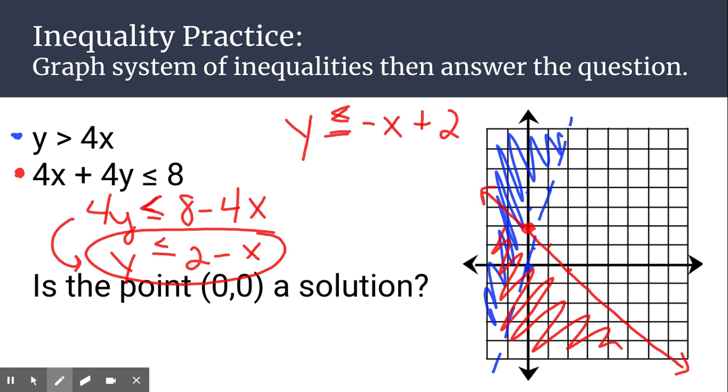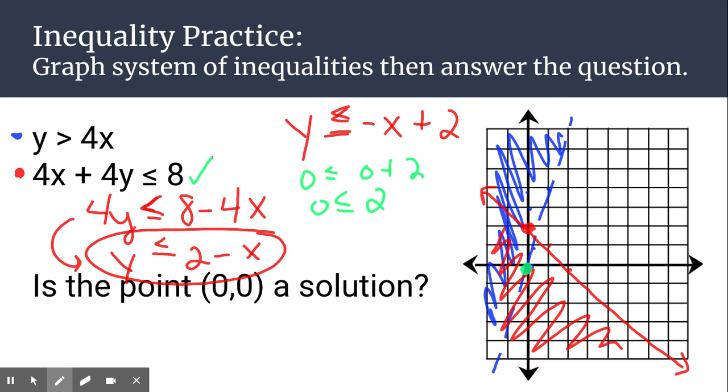So the question is, is 0, 0 a solution? Well, let's see here. We'll go to neon green. Is 0, 0 a solution? Well, it's a solution to the red, right? It's in that red shaded region. If I plug in, 0 is less than or equal to 0 plus 2, I get 0 is less than or equal to 2. It works for my red inequality.